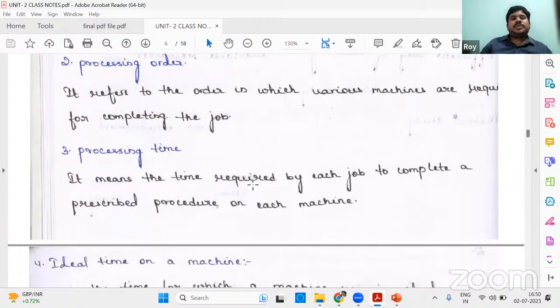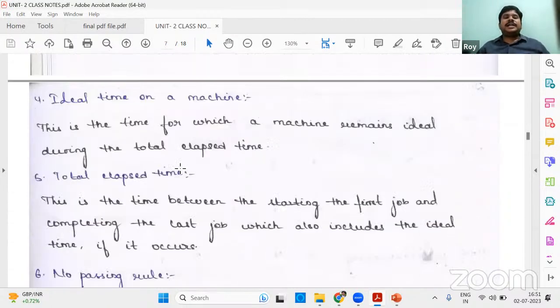Third thing, processing time, of course. For each job to be performed on a particular machine, the time it takes has to be calculated. That is called processing time. Then idle time on a machine. Listen to this carefully. Let us say there are machines A, B and C. I'll ask you one question. The first machine is doing the processing, and it has taken 5 minutes to complete the first task.